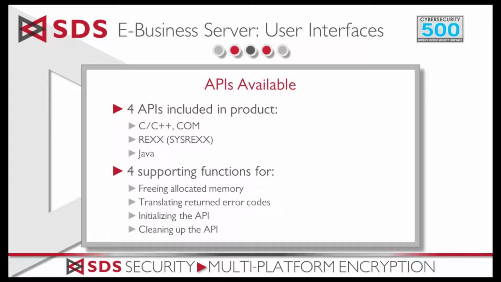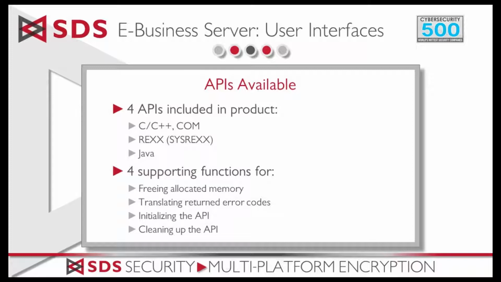E-Business Server supports simple commands or optional native APIs including C, C++, COM, Rexx, and Java to enable encryption for all data communicated with partners from their backend systems. The central function in the API imitates the command line, allowing E-Business Server commands normally issued from the command line to be called through the API.